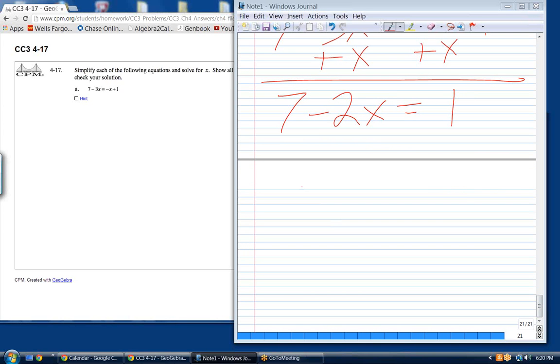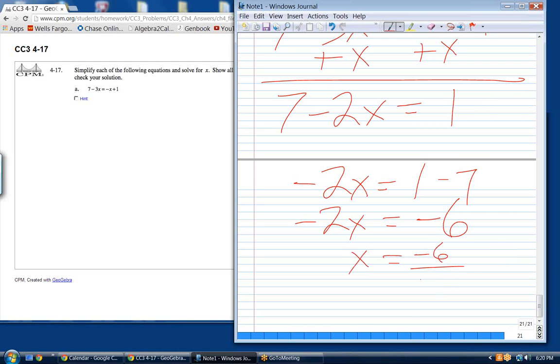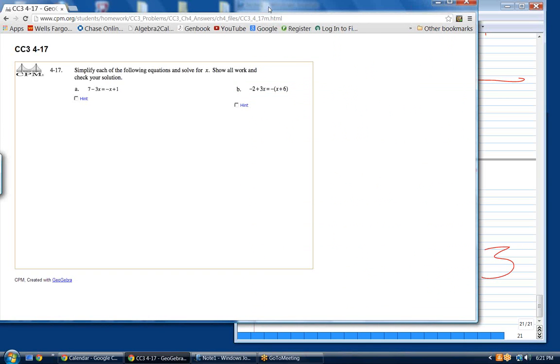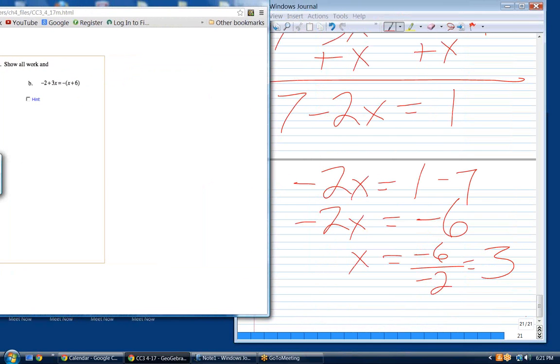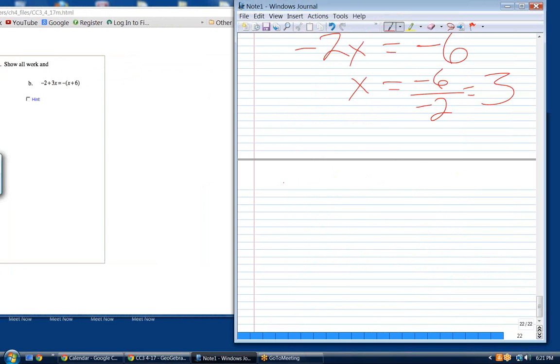Okay. And then subtract 7 from both sides. What's 1 minus 7? Negative 6. So now we have minus 2x equals negative 6, and what's the final step to solve this? You divide by negative 2 on both sides. And then you get x equals 3. Right. Okay. And let's do this one. What's the first step going to be here?